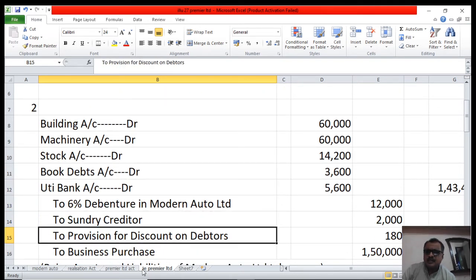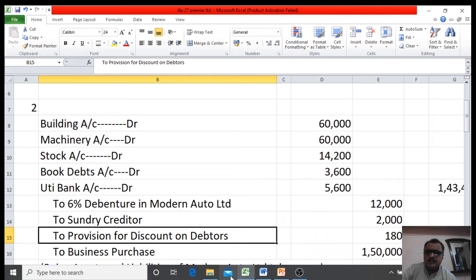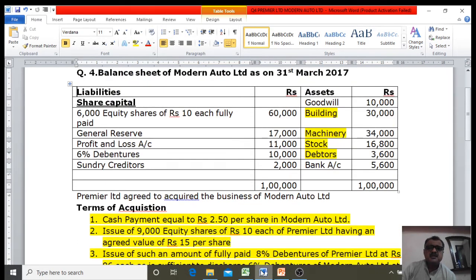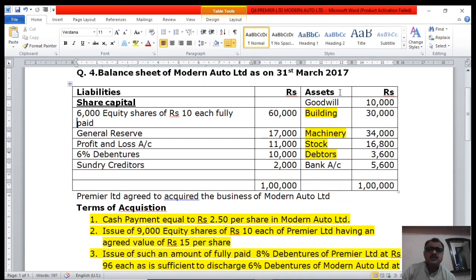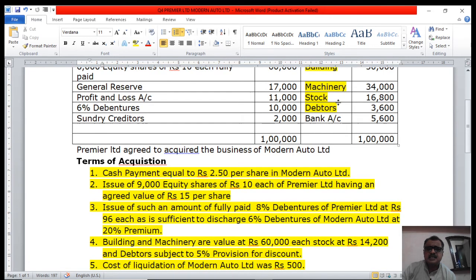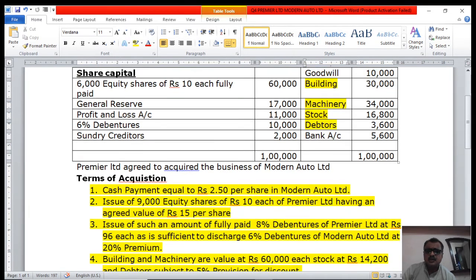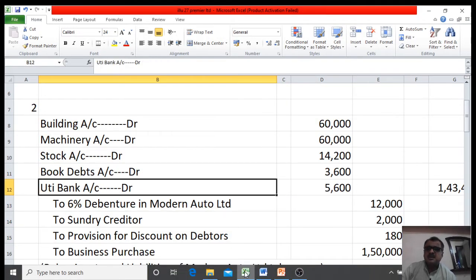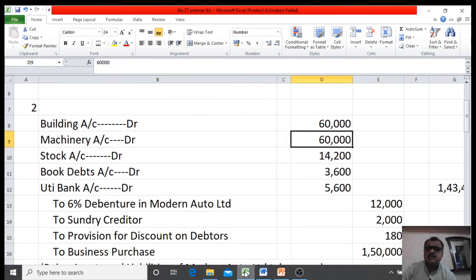So we will take over the assets and the liabilities. We will just refer to the question now. The first asset is goodwill. Now this goodwill we will not write because we have to make the adjustment in goodwill. Building and machinery are to be taken at 60,000 each. So building account debit 60,000 and machinery also debit 60,000.